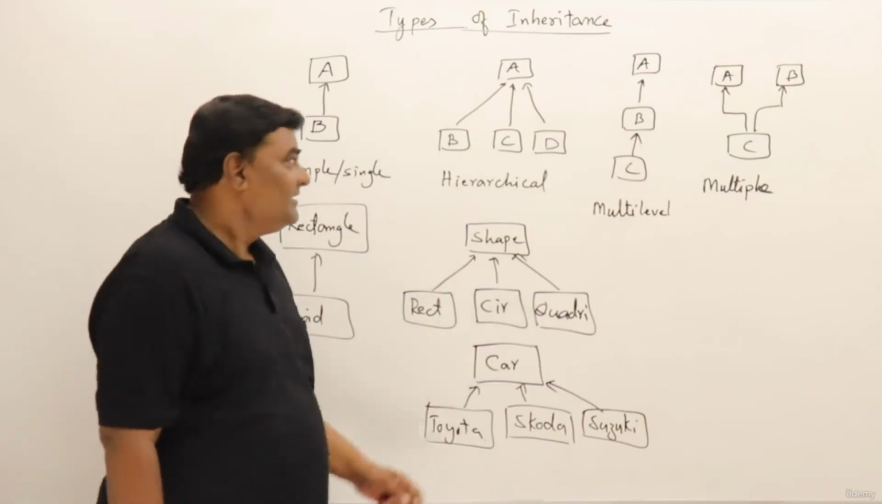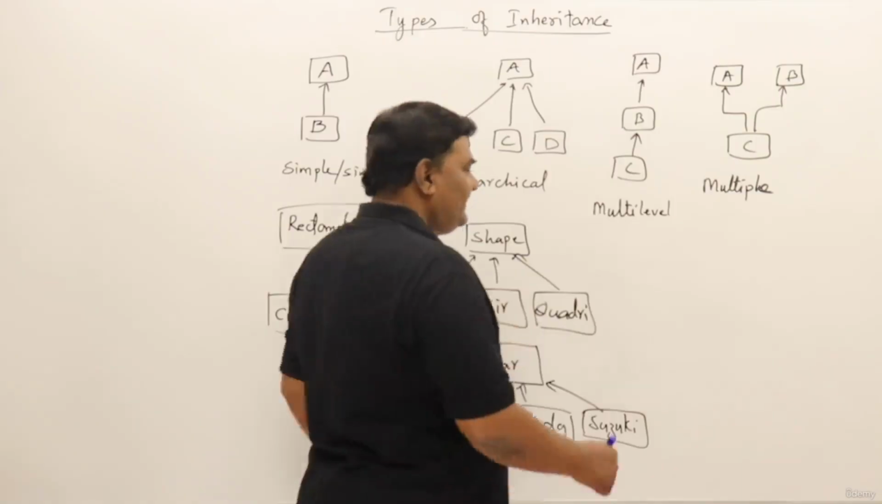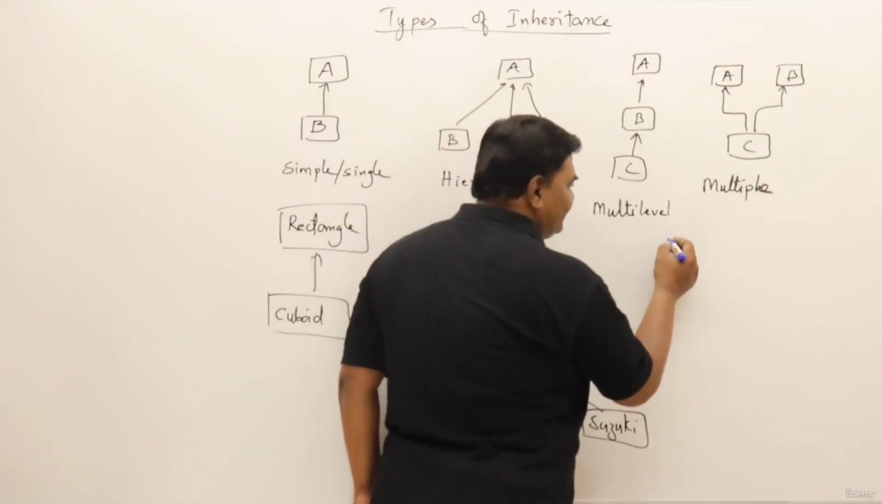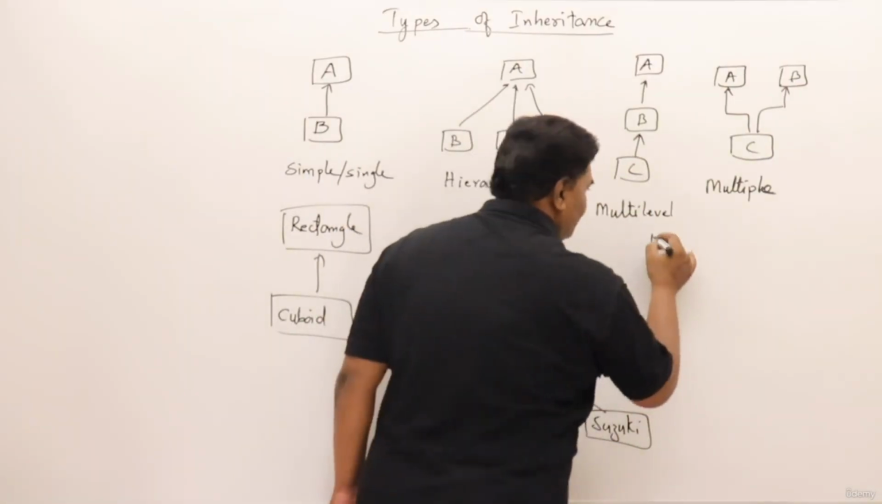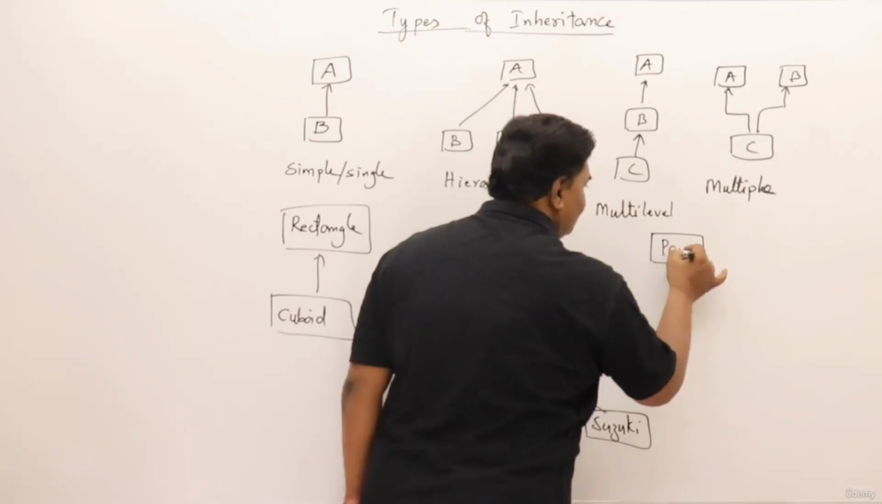We'll discuss more. Then multi-level inheritance. For multi-level inheritance, I'll give one example. Suppose I have a class called point.